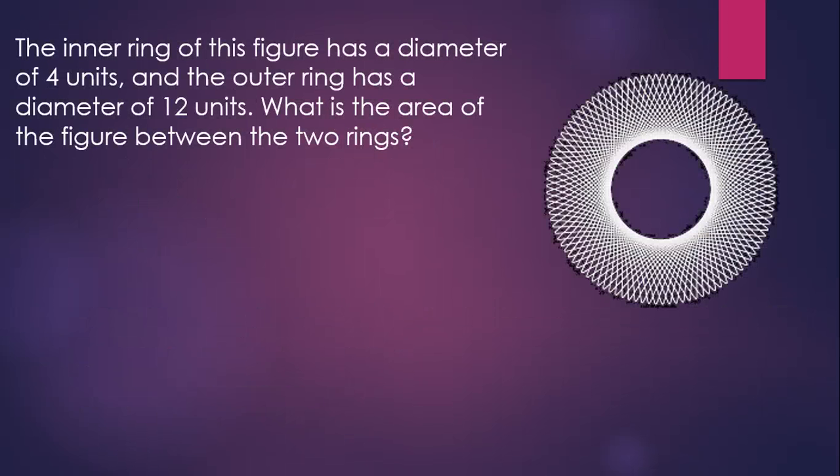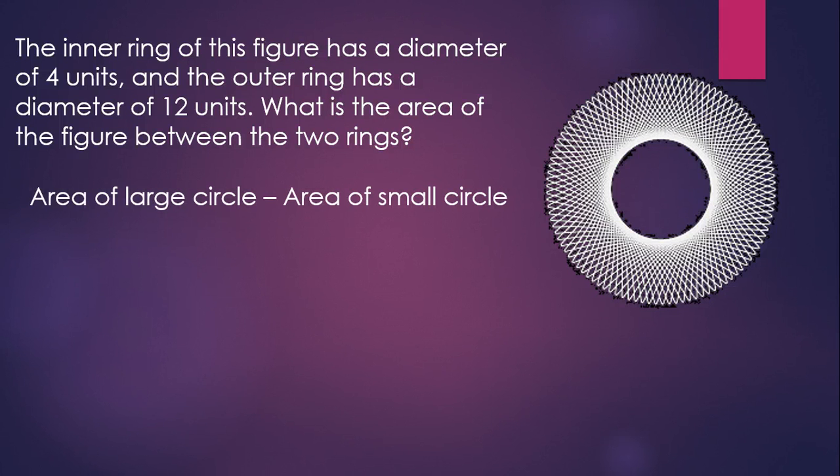The inner ring of this figure has a diameter of 4 units, and the outer ring has a diameter of 12 units. What is the area of the figure between the 2 rings? So what we need to find here is the area of the larger circle minus the area of the smaller circle on the inside. It's almost like we're looking at a donut here. We have a hole that's cut out of the middle.